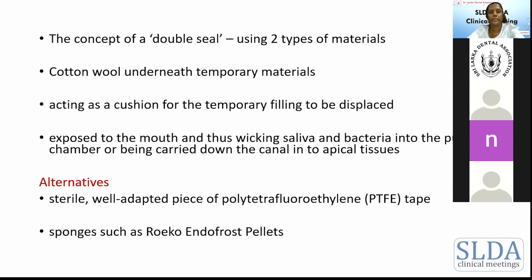There are some concepts regarding this temporary restorative material as a double seal. That is, you can use two types of materials as temporary fill-in material, that is either CAVIT with IRM, that way you can use. Before you place a temporary fill-in, you place a cotton wool underneath the temporary material.